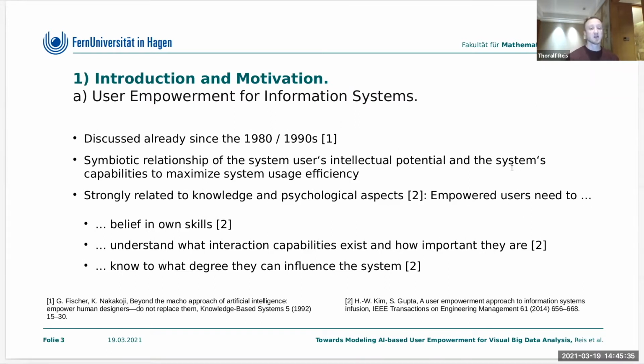And it's, according to Kim et al., strongly related to psychological aspects, but also to knowledge. So they summarize that empowered users in the context of information systems need to believe in their own skills and capabilities. They need to understand what interaction capabilities a system provides to them and how important they are. So they should have an internal ranking. And they should know to what degree they can influence the system with their activities.